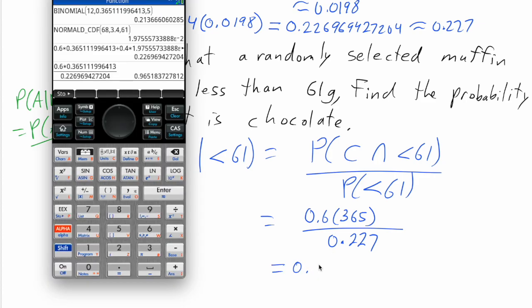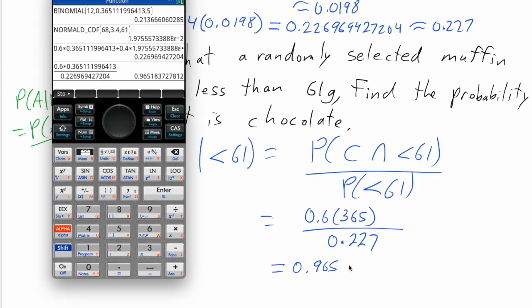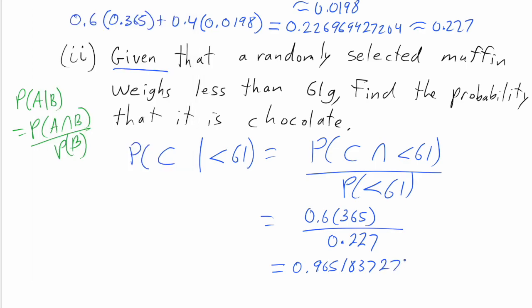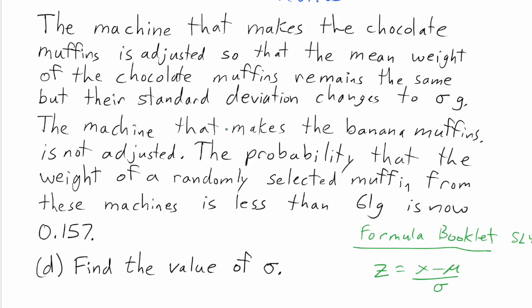Let's write them all out in case we need it for the last section. 1837, 27812, or approximately 0.965. In this next part, we're given a lot more information here.